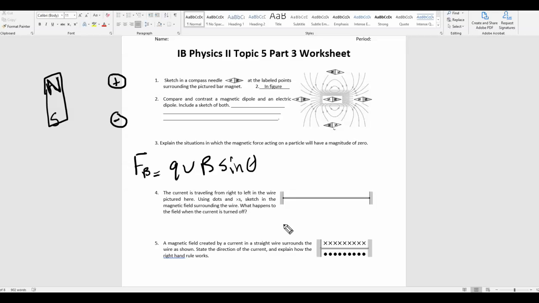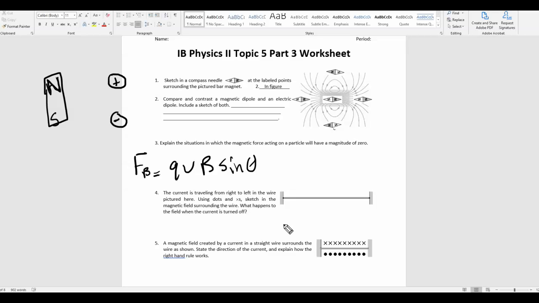Using dots and X's, sketching the magnetic field surrounding the wire. What happens to the field when the current is turned off? Well, the last question is easy to answer. There is no magnetic field when the current is turned off. Moving charge is what gives rise to magnetic fields, and so when you turn the current in the wire off, the magnetic field goes away.